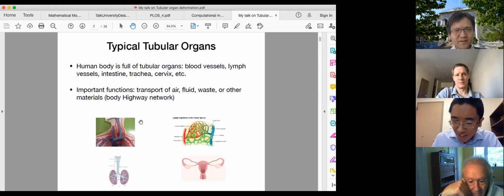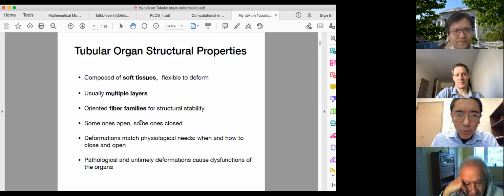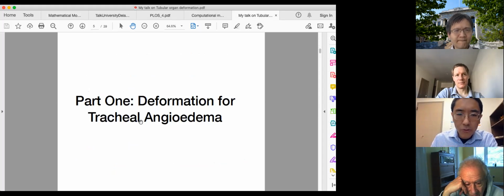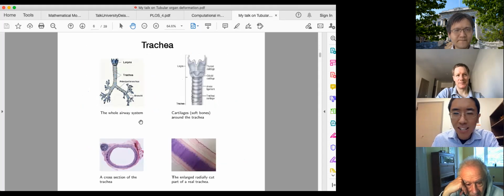Sorry for that. This is my first slide, and then this slide, tubular organ structural properties, and then two tubular organs in this talk, trachea and cervix. Now this slide. Yeah, now we see it moving.